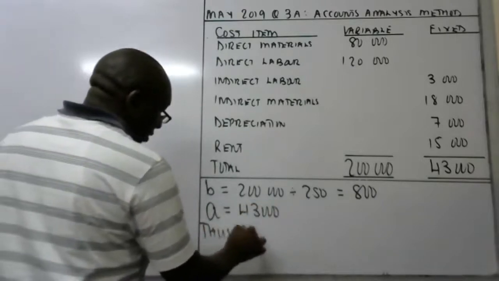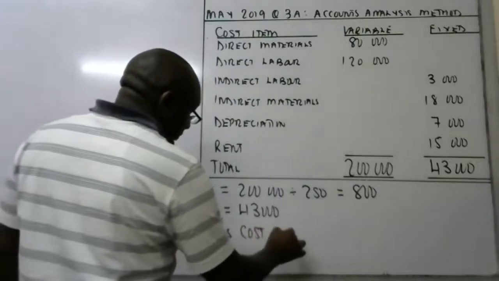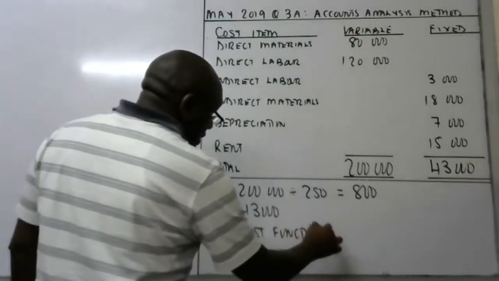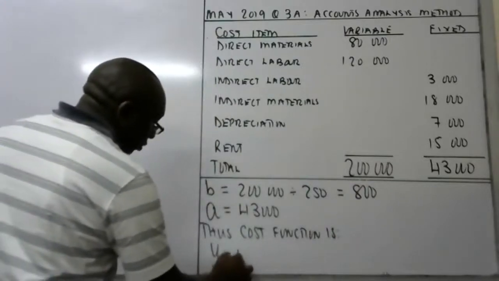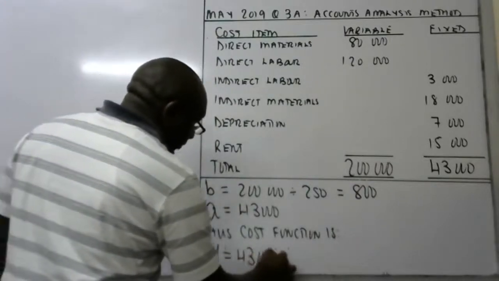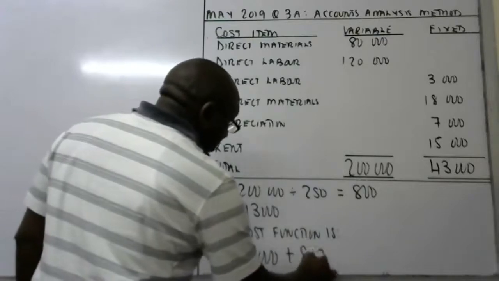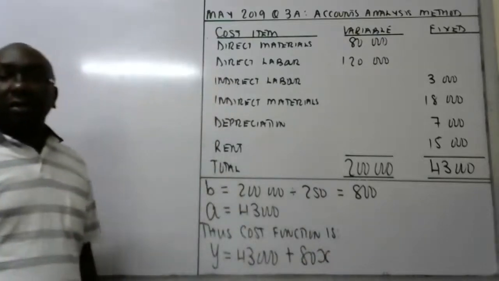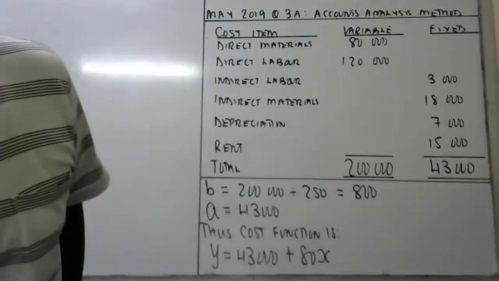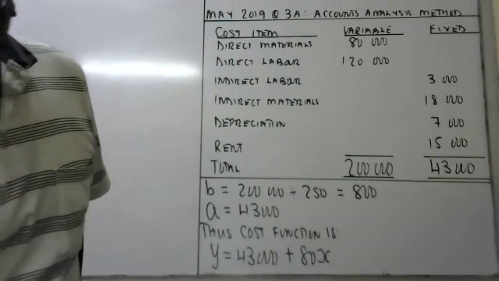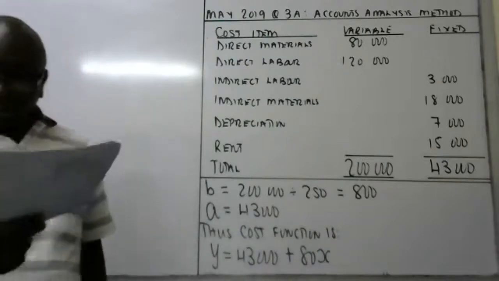Thus, the cost function is y is equals to 43,000 plus 800x.